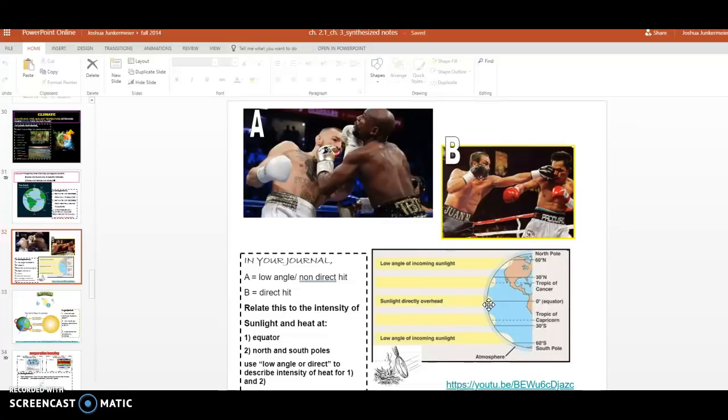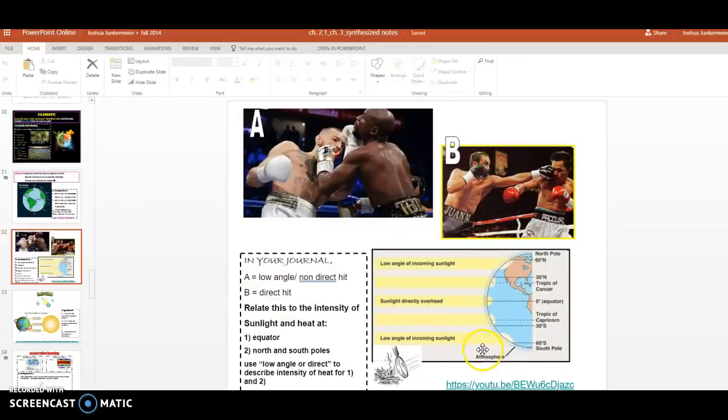So it's most intense. And then here you can see the punch hits at an angle. It doesn't land perfectly perpendicular. Just like here. Light hits the angle here, but it's spread out for one thing, so it's not too focused. So when light hits the curved areas, it spreads out more and it's less intense. So relate this intensity of sunlight and heat at the equator. So if the equator gets direct light, would we say that it is a direct hit, or would we say it's low angle at the equator?